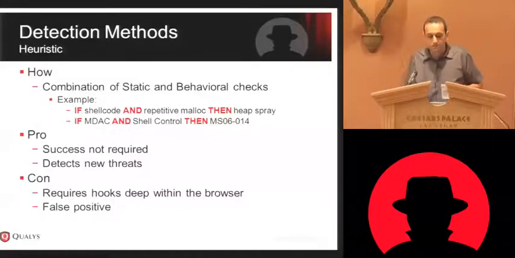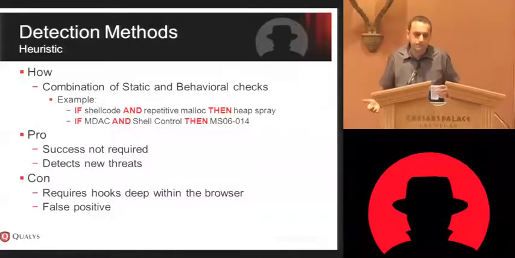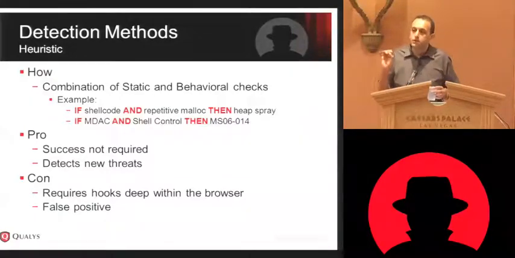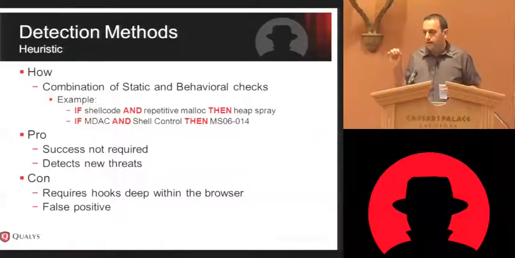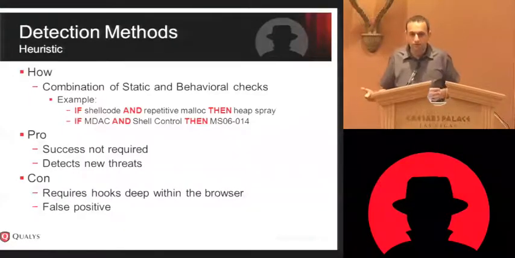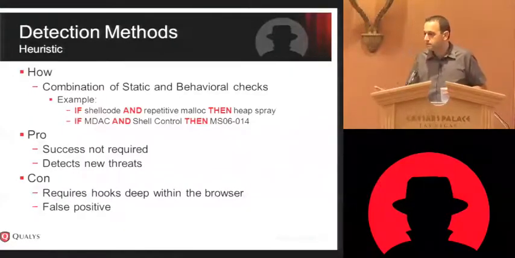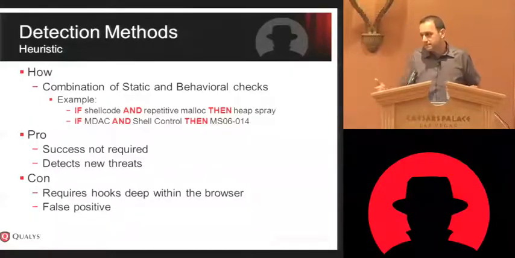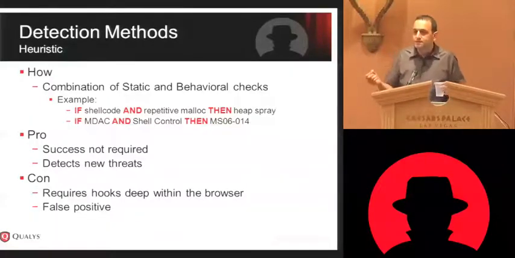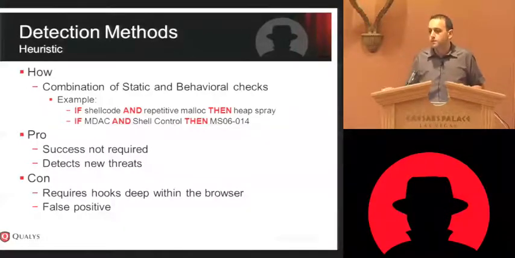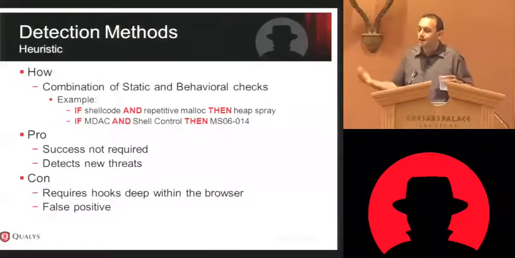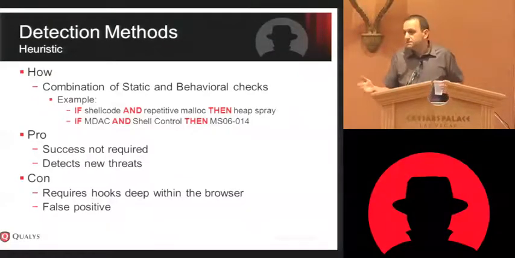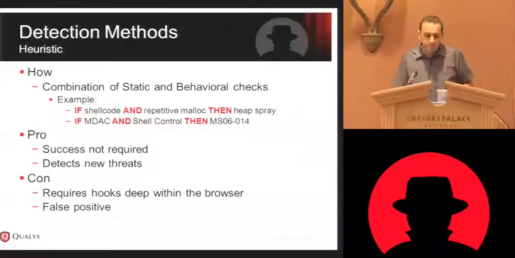This one also has some pros. Success is not required. It will pick up new threats. Now there's a caveat there: it will pick up new threats under categories I already thought about. So I may not know the exploit you're using, but I know I can categorize this as a heap spray. That's a big plus, because instead of building signatures per attack, you build heuristics per attack category. So that's pretty powerful as well. And again, success not required, and that's a big one.